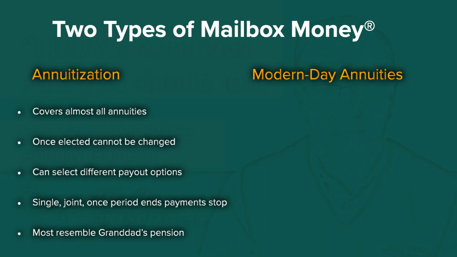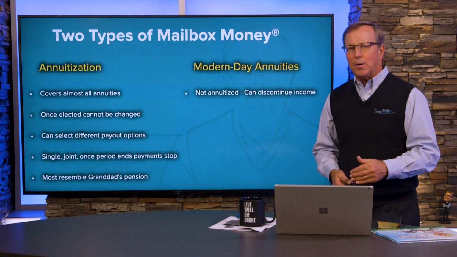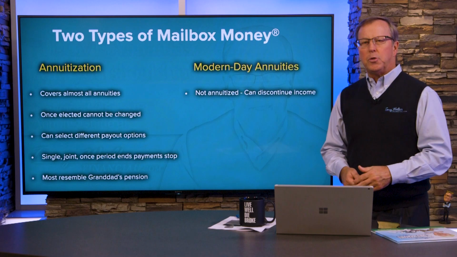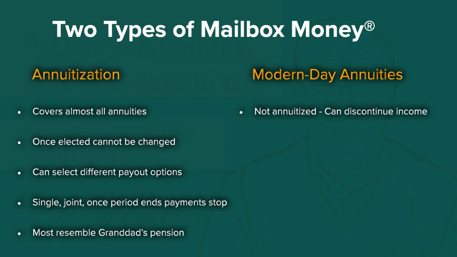All right, let's take a look at the more modern day annuities. Basically, a modern day annuity is something that attaches to itself an income rider. We're going to look at this in a minute. So an income rider is not annuitized. You're simply selecting income. So what does that mean?